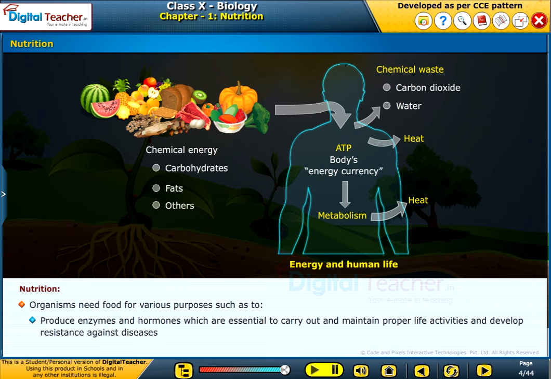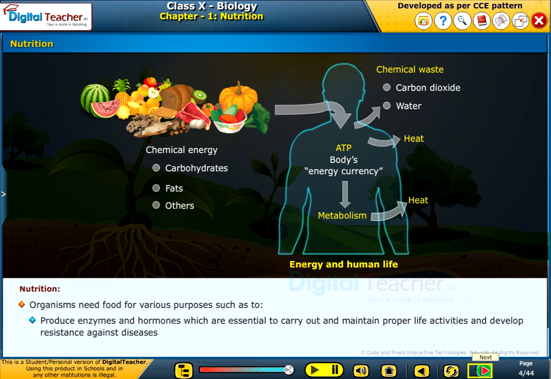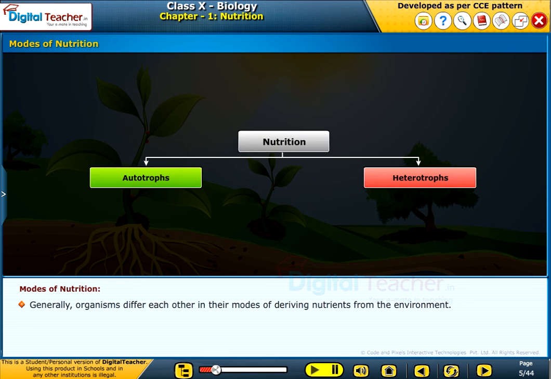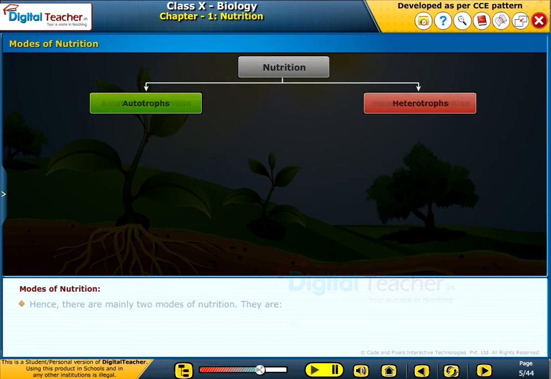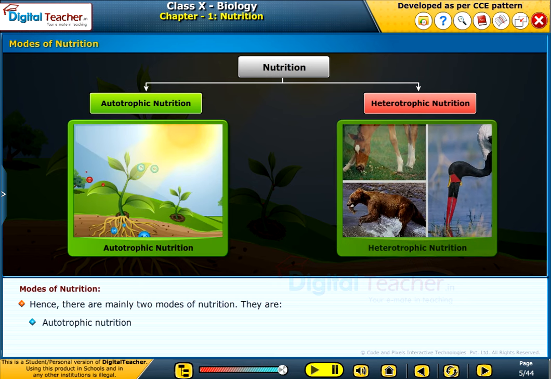Now, let us learn about the classification of different types of nutrition found in organisms. Generally, organisms differ from each other in their modes of deriving nutrients from the environment. Based on the mode of obtaining food, organisms are classified into two types. They are autotrophs, heterotrophs. Hence, there are mainly two modes of nutrition. They are autotrophic nutrition, heterotrophic nutrition.